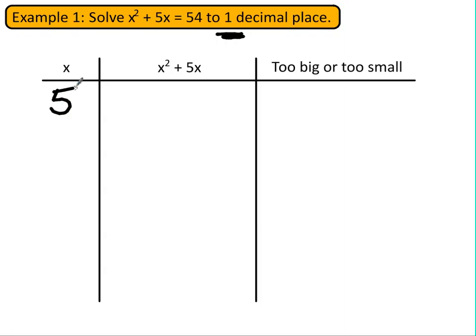So if x is 5, let's input that in. So we've got to square it first, which is 25, and then add 5 lots of it, which is also 25. So if I add those together, I get an outcome of 50. And comparing that to my target of 54, that of course is too small. So okay then, well, we'll guess a little bit higher. So we'll guess 6 then.